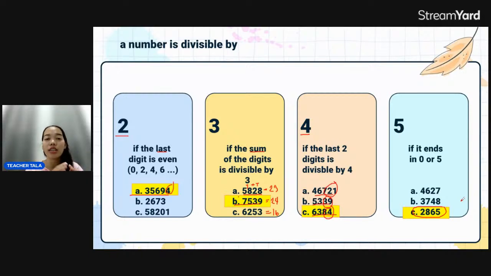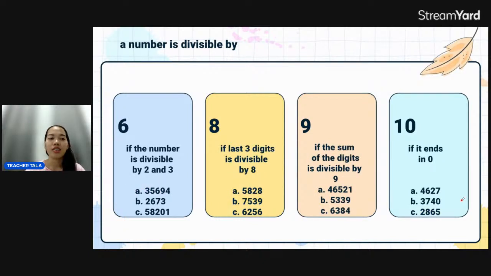Yes, you just have to add the digits in that number, and if the sum is divisible by 3, then the whole number is divisible by 3. Next, 4: you just have to examine the last two digits if divisible by 4. And for 5, you just have to look at the last digit and see if it ends in 0 or 5. Next, a number is divisible by 6 if the number is divisible by 2 and 3.